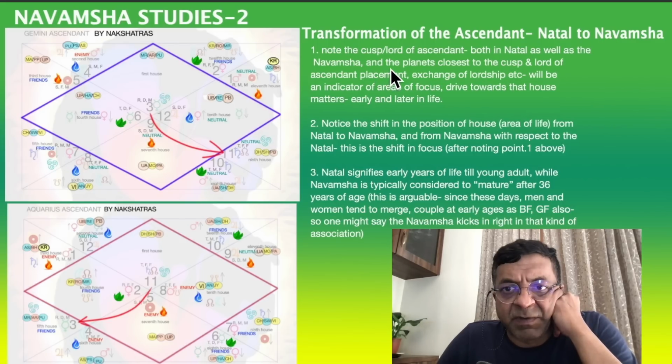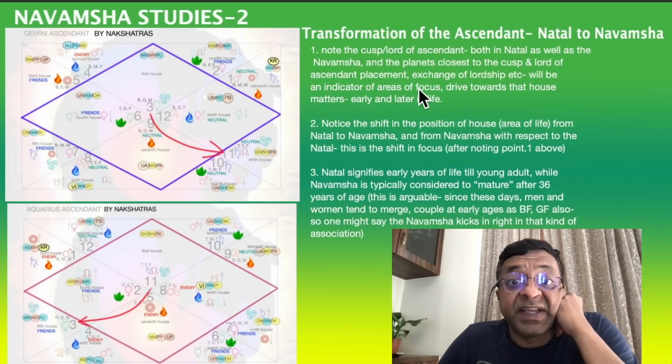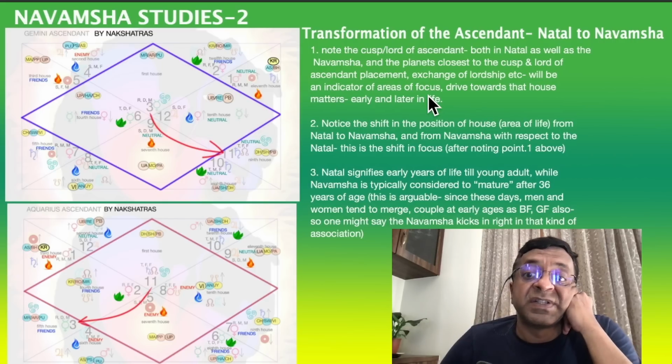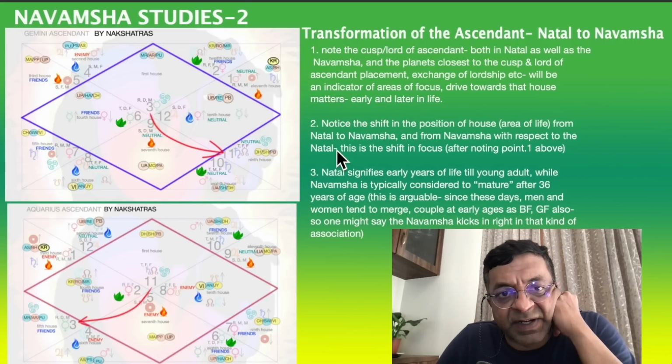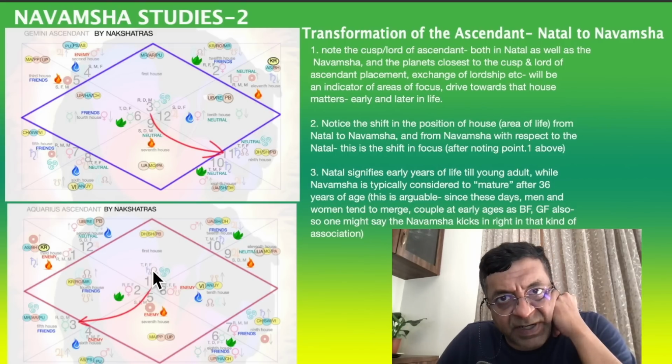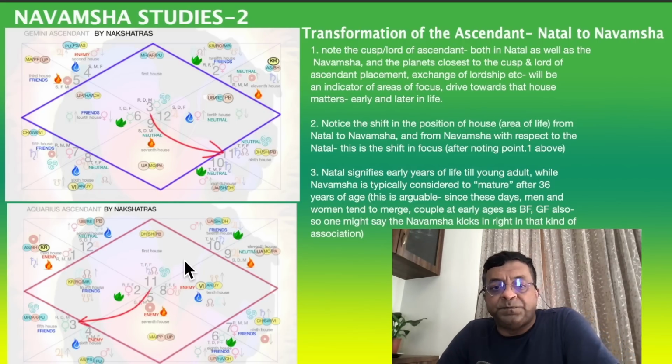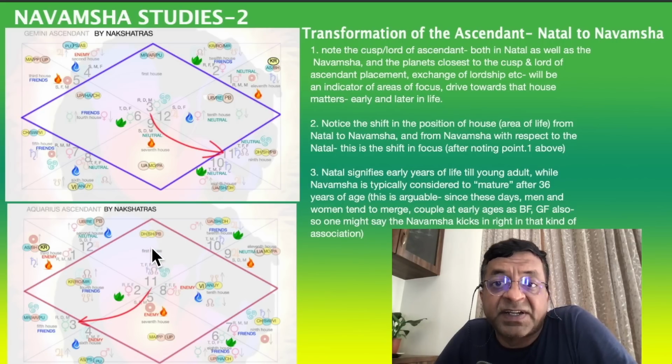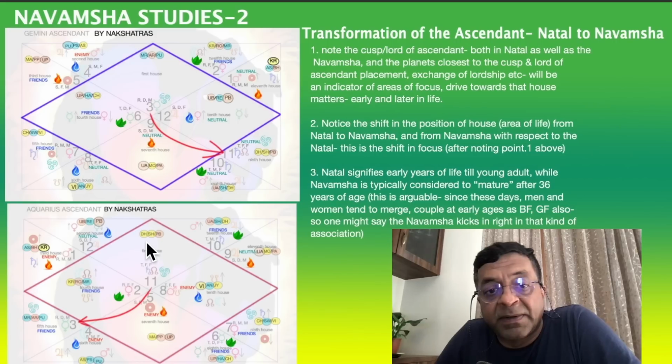Both in natal as well as Navamsha, the planets closest to the cusp and the lord of the ascendant placement, exchange of lordship, etc., will be an indicator of the areas of focus. The drive towards that particular house matters early and later in life. In Navamsha, for the cusp of the ascendant, whatever planet is sitting in, 9 times out of 10 it is different to natal, both the cusp of the ascendant as well as the lord of the ascendant. In this case, it becomes Saturn, the lord of the ascendant. See where the lord of the ascendant is sitting, which house, and what it's doing there, whether it's exalted, debilitated.